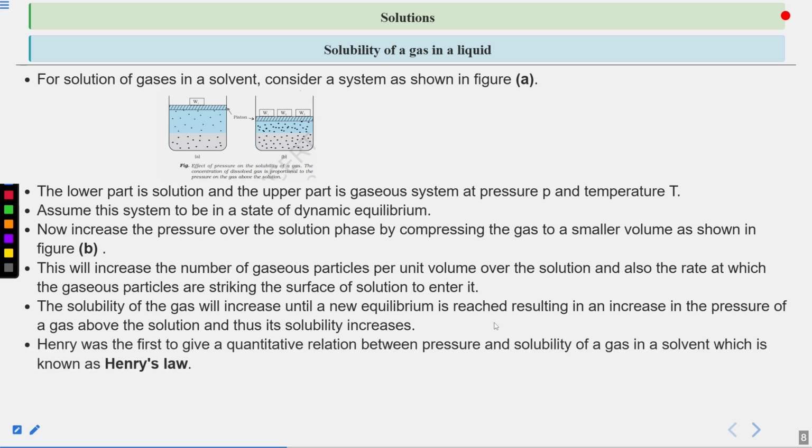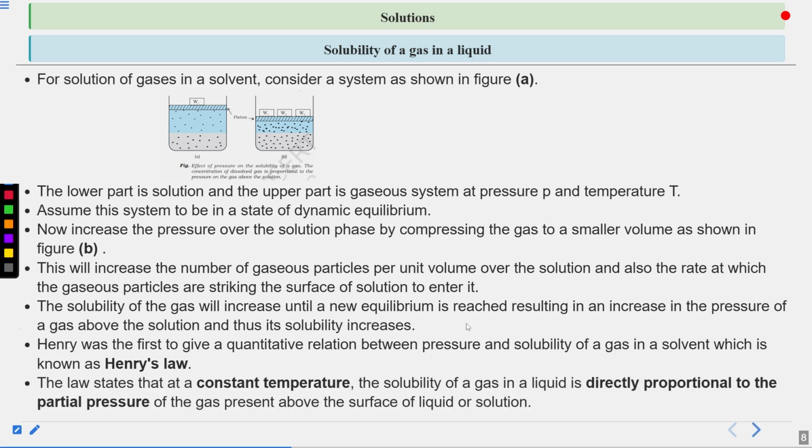And this is our Henry's law. Henry's law says something similar to it, which is that pressure is directly proportional to the concentration of gas in the solution. Now, if I state the whole law, it says that at a constant temperature, the solubility of a gas in a liquid is directly proportional to the partial pressure of the gas above the surface of the liquid or solution.